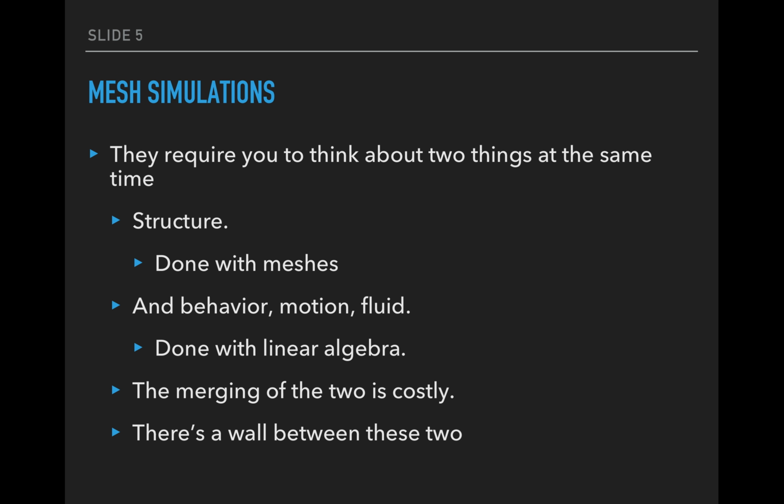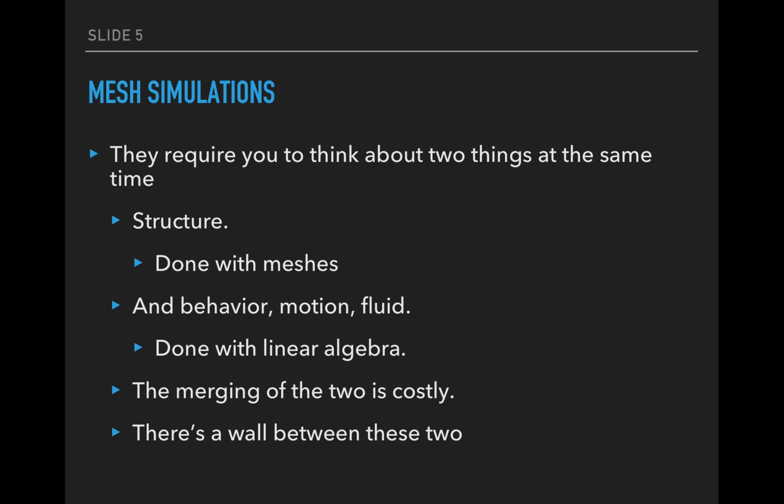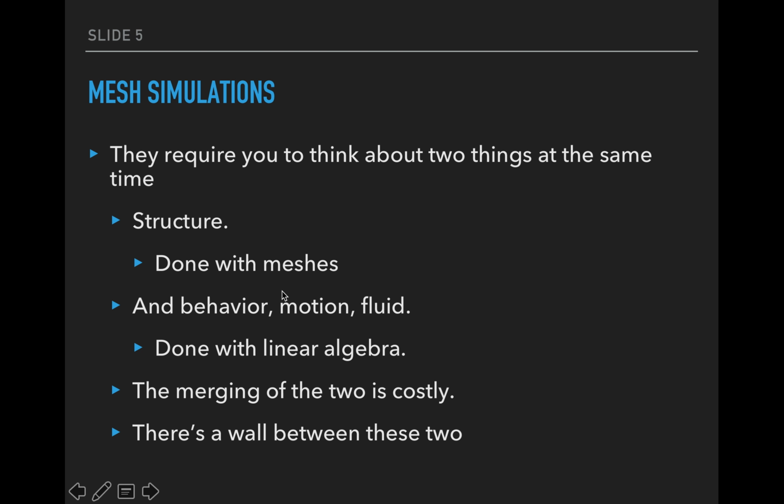So let's talk about mesh simulations, because that's what you mostly work with here. A mesh simulation is something like this dragon to the left here, right? This is a mesh of a dragon, and the dragon is floppy because you applied a sort of floppy physical behavior to this dragon, right? So we have things like structures, which is this dragon, which is done with meshes, right? And then we apply behavior like motion and fluid to that mesh.